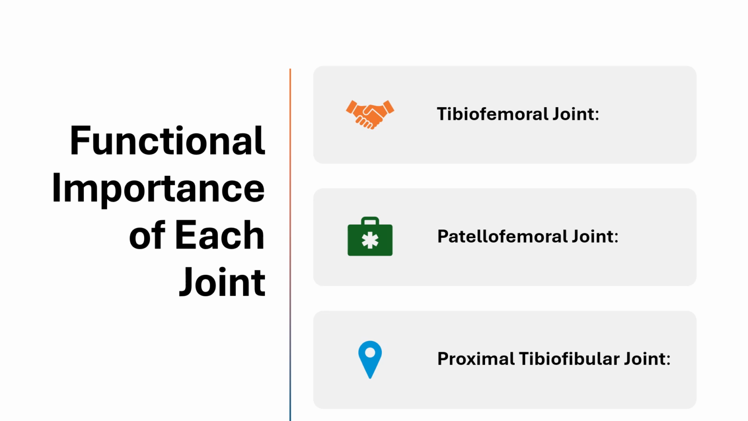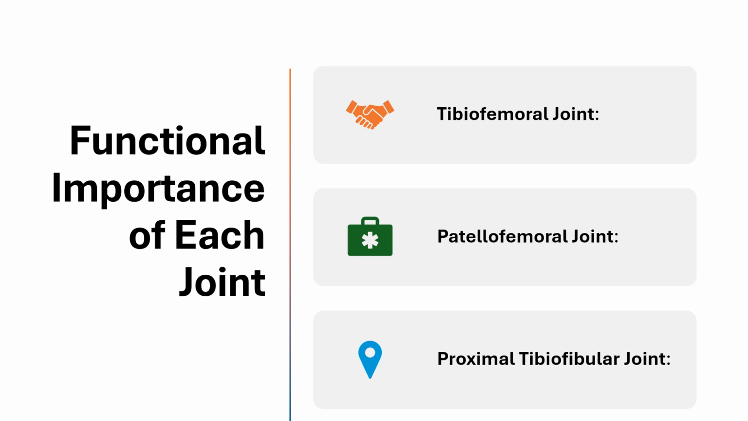What is the functional importance of each joint? So the tibiofemoral joint allows flexion and extension, essential for walking, running, squatting, and most lower limb movements. It also contributes to the minor rotation of the leg, which is really important for complex movements like changing direction. The patellofemoral joint enhances the efficiency of knee extension by providing leverage to the quads. It also helps protect the knee joint during activities that involve high impact forces such as jumping.